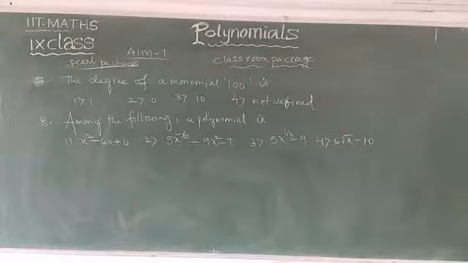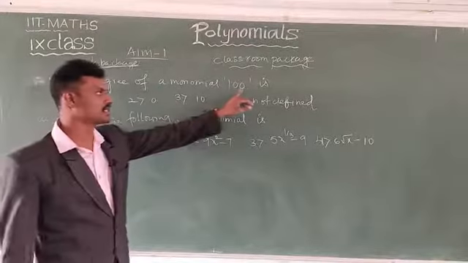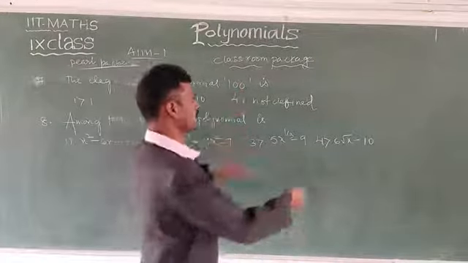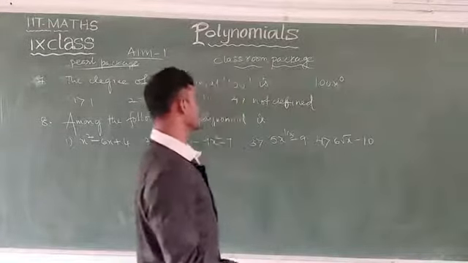Okay, next, seventh one: the degree of a monomial 100 is... 100 is a constant polynomial. How to write a constant polynomial: 100 into x to the power of 0. Then its degree is 0.